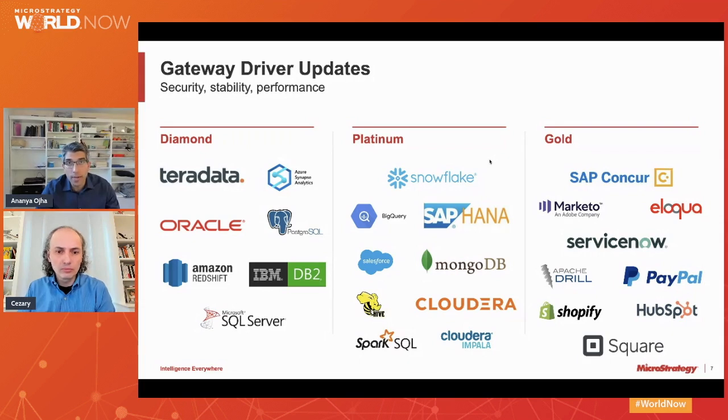As a result, in MicroStrategy 2021, customers who are using Postgres as a data warehouse would see a 20% performance improvement for their reporting needs. We have also improved usability for Google BigQuery, Snowflake, and Salesforce, besides the many other gateways that we have. Over to you, Cesare.